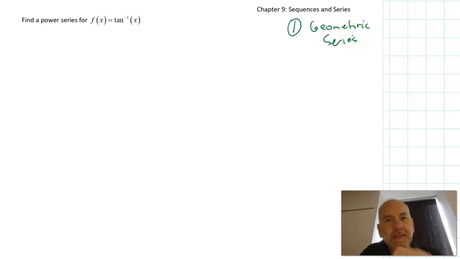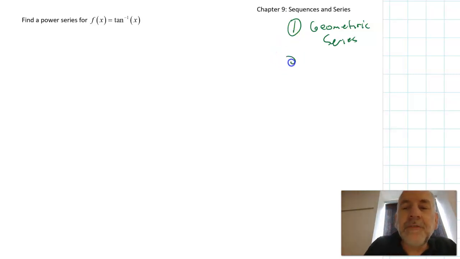And the nice thing about that is that if you've got a geometric series, you already know what to do with the interval of convergence. You already know when it's going to work because you know that the ratio has to be between -1 and 1. So it's like, oh, okay, that makes it kind of easy. That part of it is going to be a piece of cake.